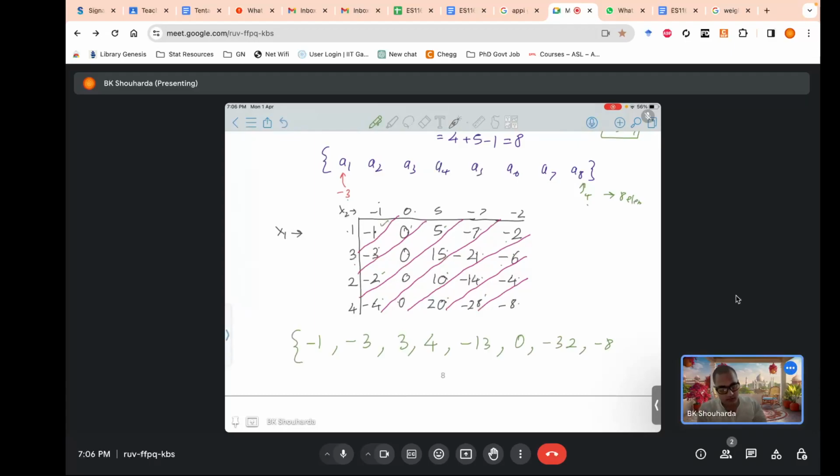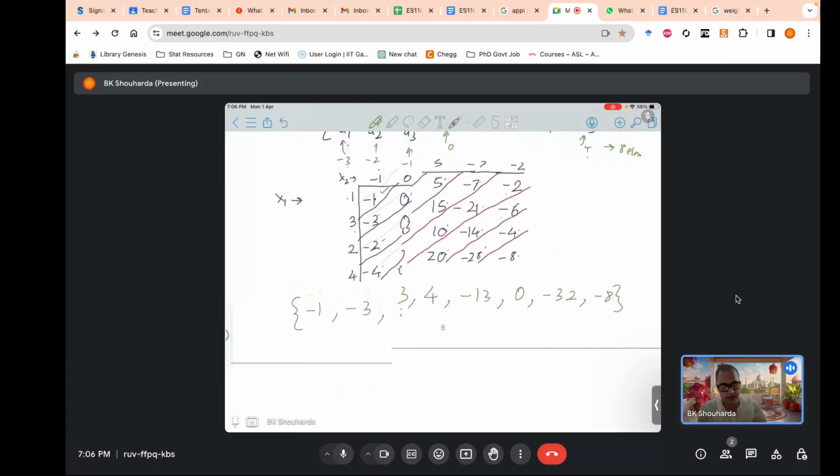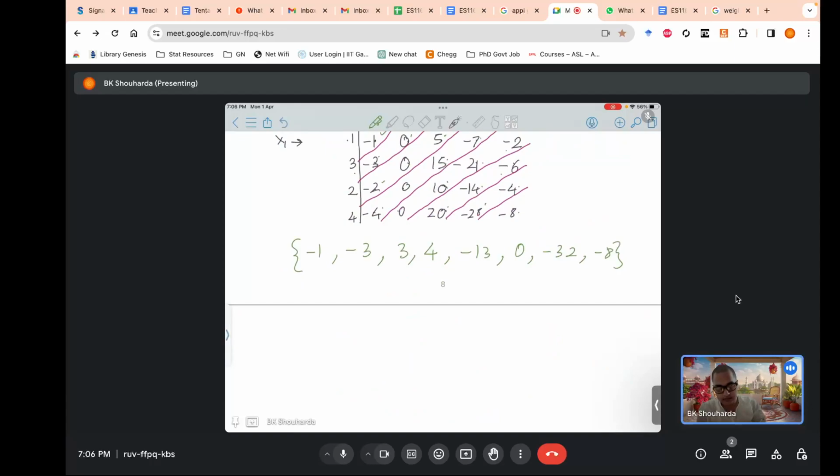This is our convolution. Now as I mentioned, -3 was the first index, then this is -2, this is -1, this is 0. The fourth element is the 0. So this is our 0th element and this is our convolution.